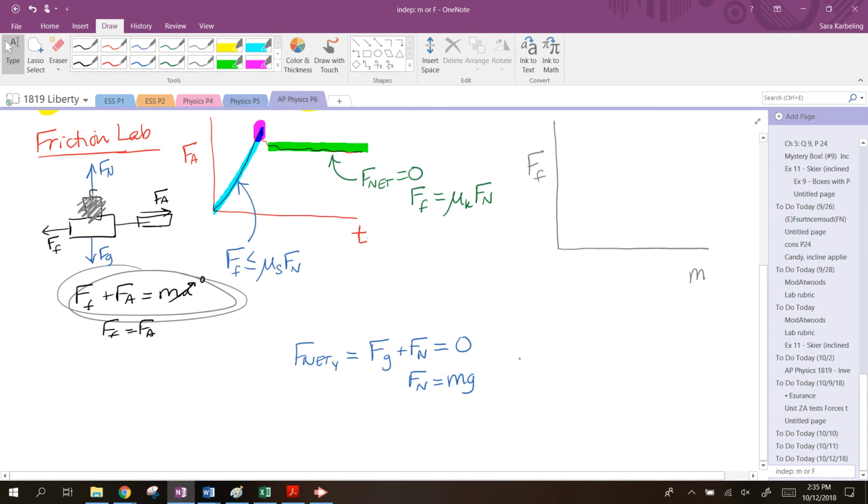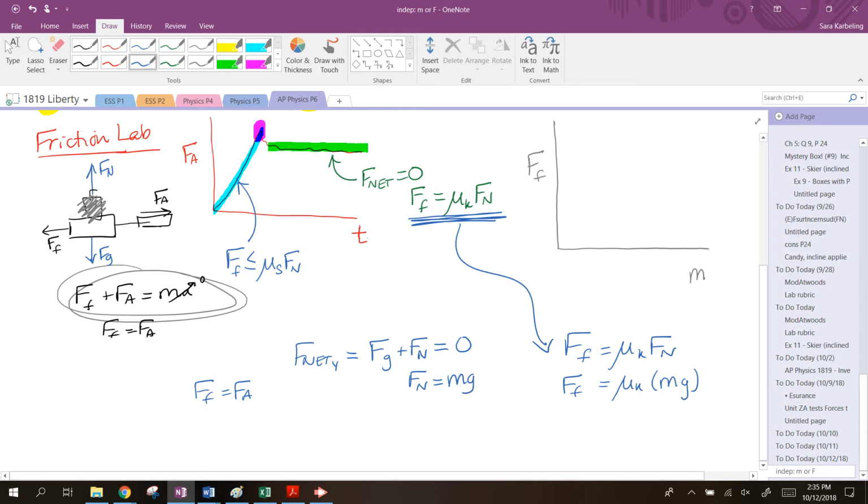We're okay? F net in the y direction, oh, by the way, we said was FF equals FA. We'll talk about the kinetic piece here. FF equals mu FN. But FN is really mg, right? Mu k times mg. We okay with what I'm doing here? Nobody's upset yet? Nobody's yelling or anything.